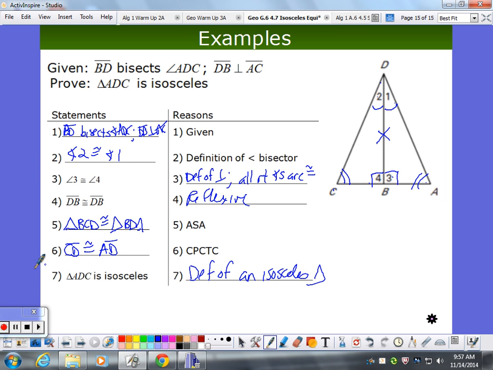But are there any questions? Since DB bisects angle CBA, then you can conclude that angle 2 and angle 1 are congruent. Can we also conclude that CB and BA are congruent? I don't think we can conclude that until we know the triangles are congruent. This is kind of like that proof we used before. Once I know the triangles are congruent, I can see that those are.